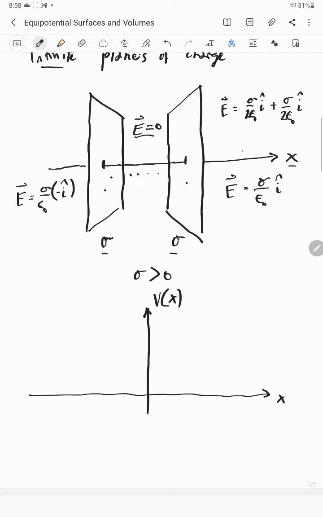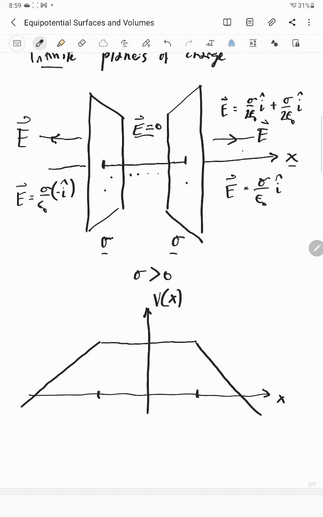But anyways, the potential is going to be some constant value between the two planes, right? So this position and this position on the x-axis. But remember that the electric field points this way on that side and this way on this side, right? So these are the electric field lines. So the electric field lines point in the direction to go down the potential. So the potential goes down like this on either side.